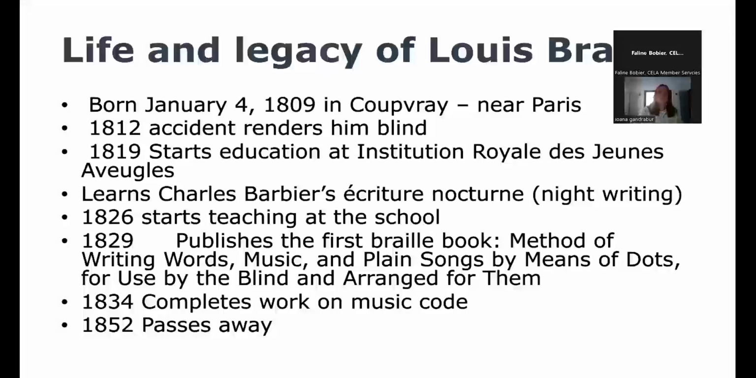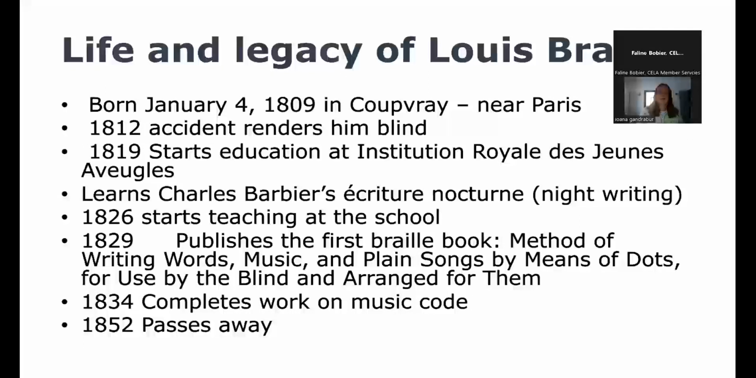So we will move on to Louis Braille himself. He was born on January 4th, 1809, in Couvray, close to Paris, I should say. When he was 3 years old, he had an accident in his father's leather working shop.